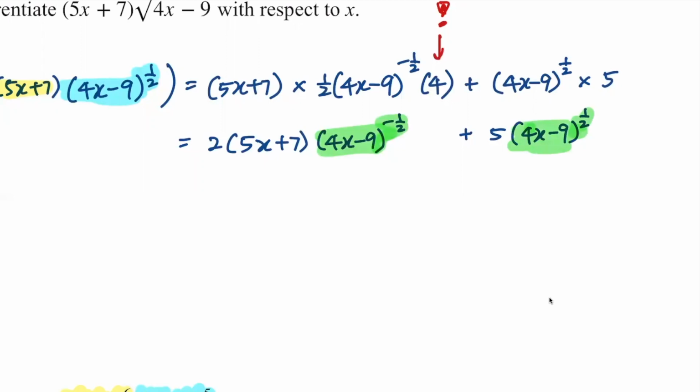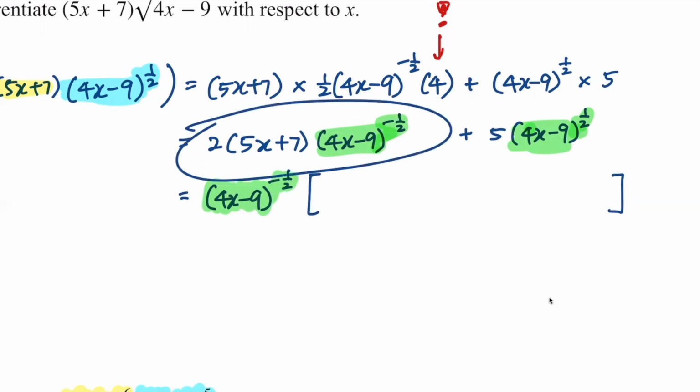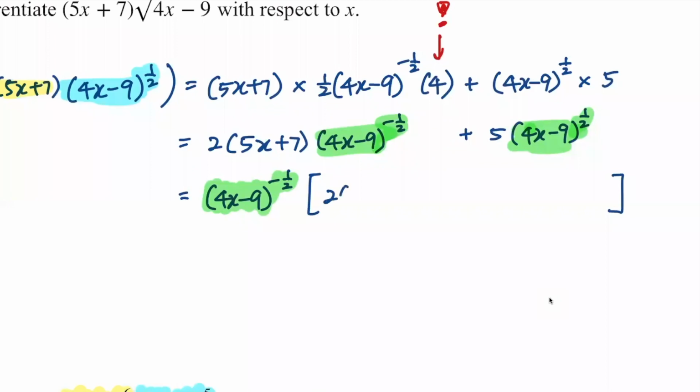So what I'm going to do here is I'm going to factorize out 4x minus 9 power negative half. Okay, when you factorize this, everything else throw inside a bracket. Okay, so let's talk about what's left. The very first one, after you take out 4x minus 9 power negative half, you will only be left with 5 bracket 5x plus 7.